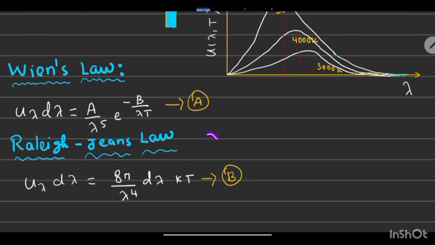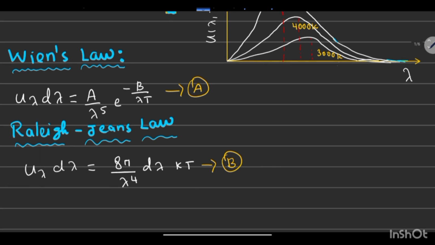Means if nu tends to infinity, energy density also goes to infinity. That means the black body contains an infinite amount of energy. If it has an infinite amount of energy, it won't be in a particular place. Okay, so this is called the ultraviolet catastrophe.